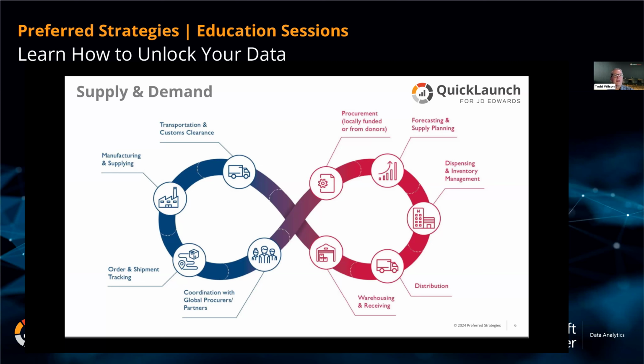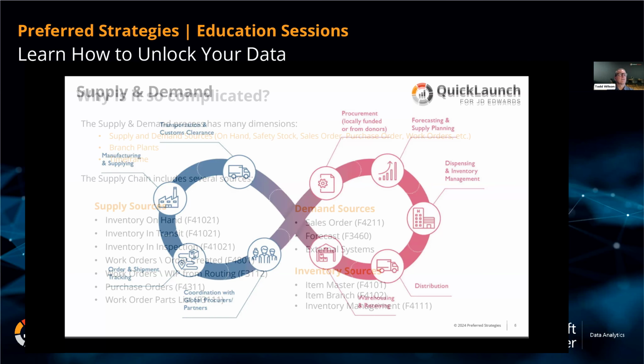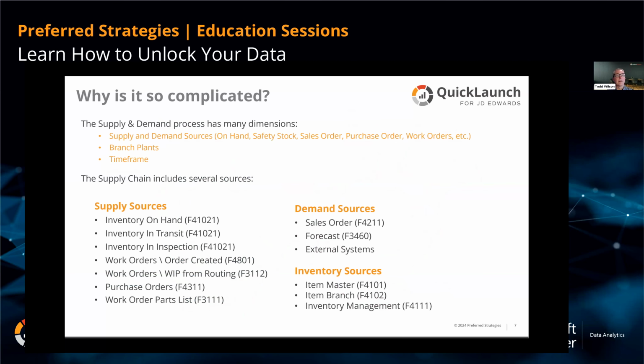But when we look at what that looks like from a JD Edwards perspective, it's complicated because we've got several different sources within JD Edwards, whether that's inventory and everything related, safety stock, sales orders, our POs and work orders. The list goes on and on. The way we might be structured in terms of branch plants, the way we might bring in external data as well, the time frame elements. How do we match those? Is there a lag time we need to account for?